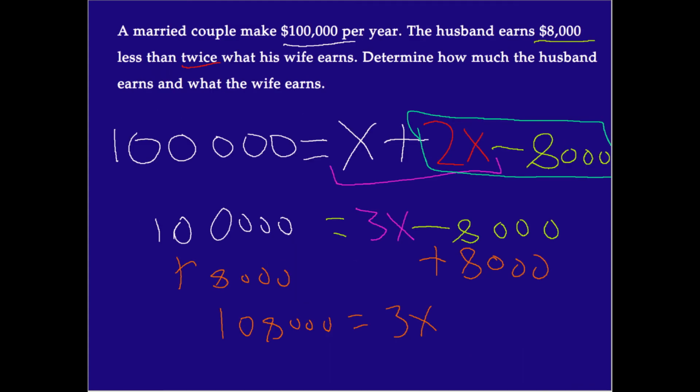If you look at the original equation right here, the original equation was 100,000, not the 108. We got 108 from when we had to remove the 8,000 from the right-hand side of the equation over here to the left-hand side. That's why we got that. But that was not part of the original equation. The original equation, again, if you look at the problem, it says $100,000 per year. 64,000 plus 36,000 is 100,000 per year.